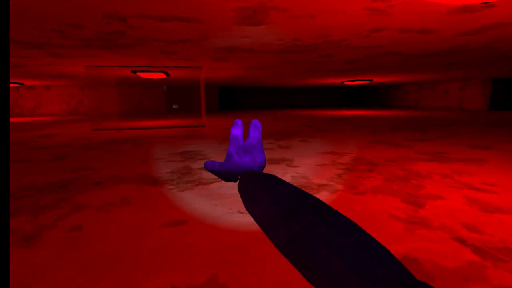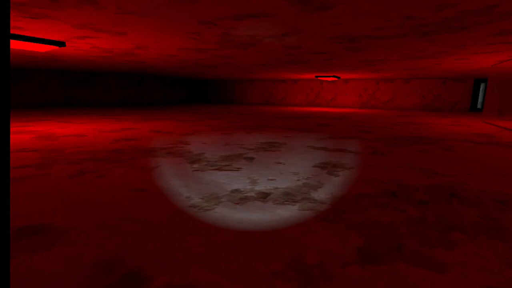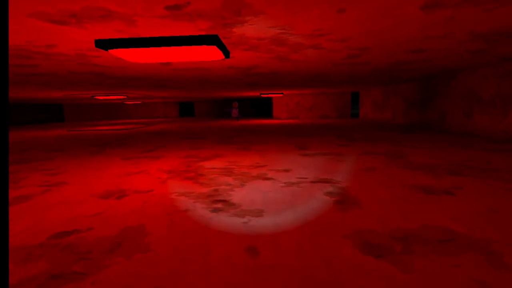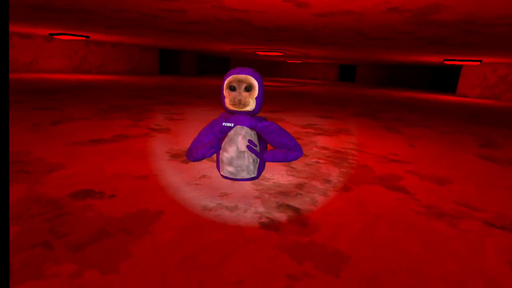Yeah, so Capuchin's just Gorilla Tag, but it has their movement and stuff, and if you look up, your body also moves. It's fun. And the horror mode is actually really scary. This is what happens. Yeah, look.